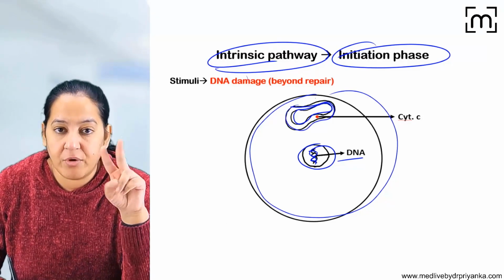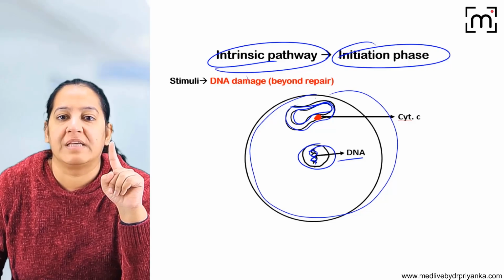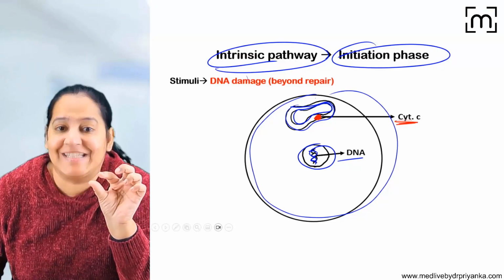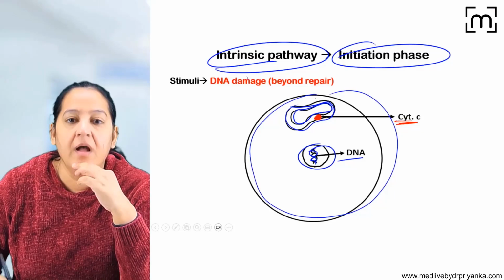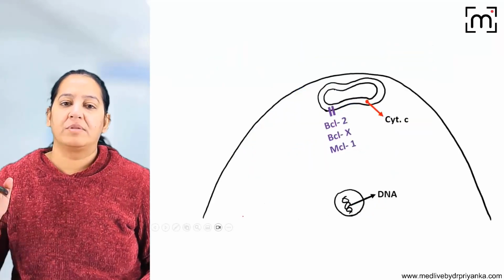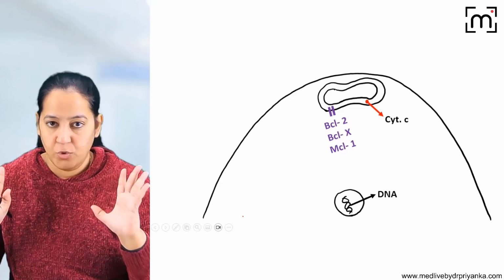Between the two membranes of the mitochondria, there is a protein, cytochrome C. Cytochrome C never comes out in the cytoplasm. It remains in the space between the two membranes of the mitochondria. Once the cytochrome C comes out, now apoptosis will occur. Okay, so let me zoom out this cell. You can see the zoomed version of the same.